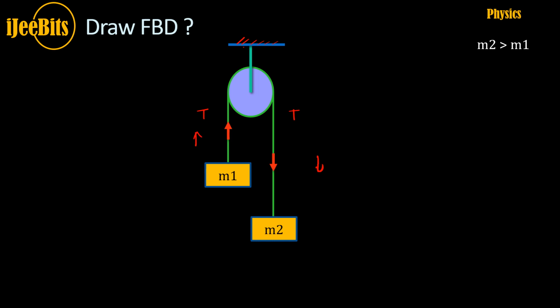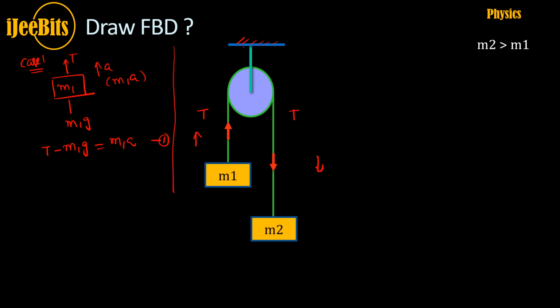Now how do you do case 1? Draw an FBD for M1 and identify the forces. T would be in the upward direction, and M1G is in the downward direction. Acceleration should be in the upward direction, which is the force M1A. Since this block is moving upward, T would be higher than M1G for calculating the net force. So T minus M1G equals M1A. This is equation 1. Agree?